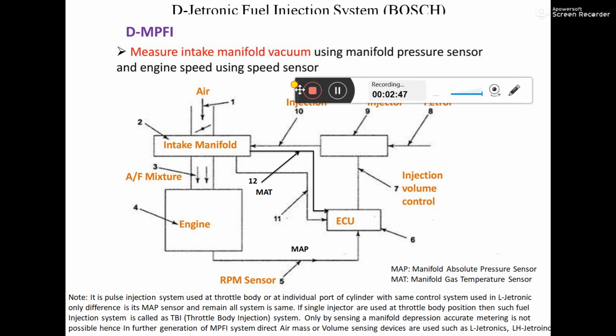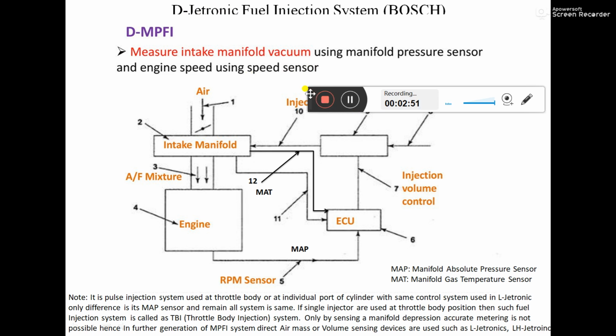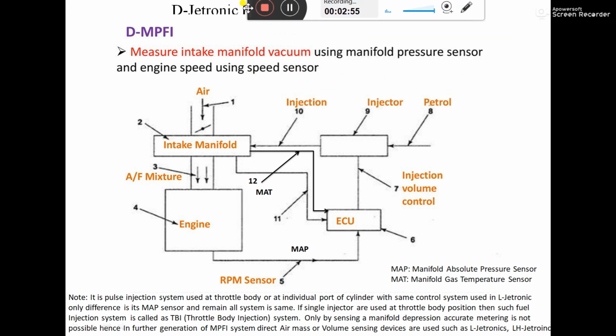The term Jetronic is a general term used for this type of fuel injection system of Bosch. But more precisely, there are two terms under Jetronic, that is DMPFI and DTBI. DTBI is the D, that is Druck, type throttle body injection system. Throttle body injection means we have one injector at the throttle body position. When one injector is there on a multi-cylinder engine, that one injector at the throttle body location serves fuel to all the cylinders of that engine.